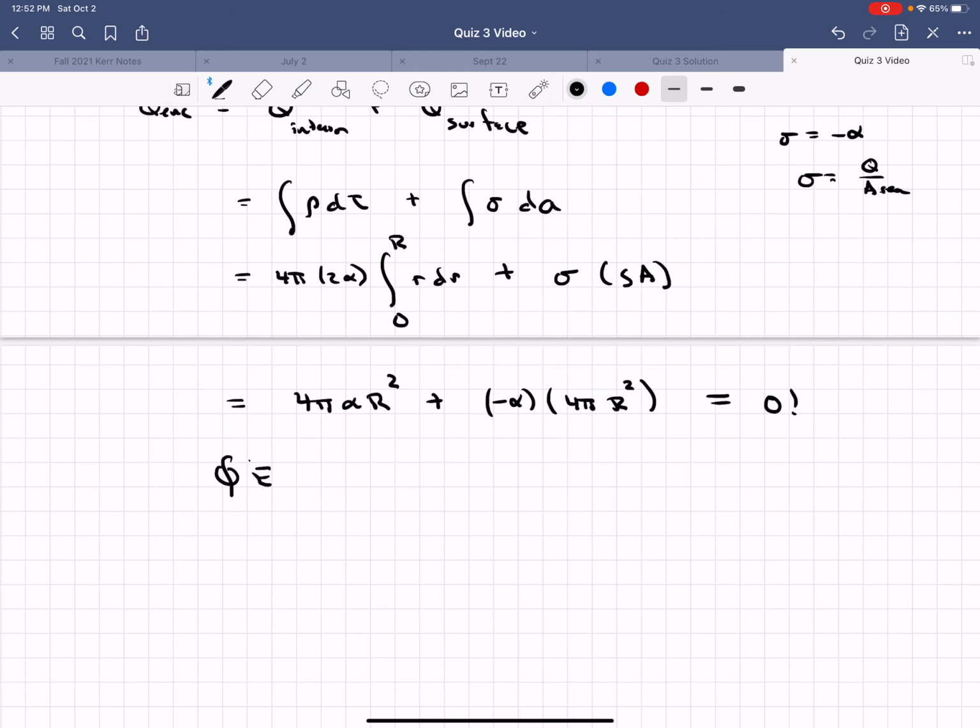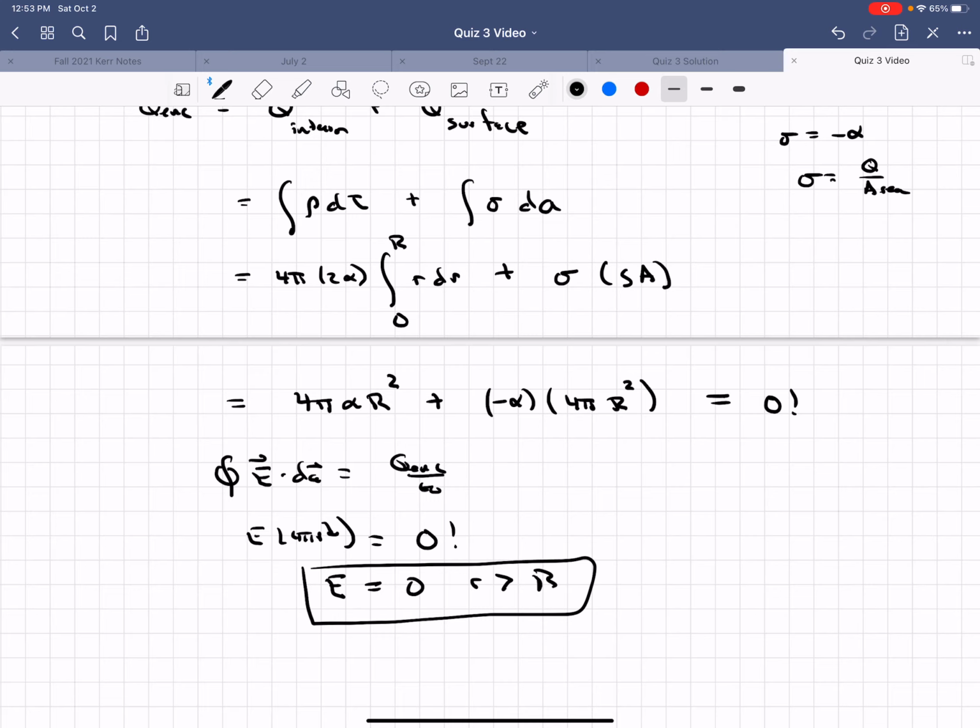So when I set the integral of E dot dA equal to Q enclosed over epsilon naught, over here I've got 0 because I don't have any charge enclosed, and here I have E times 4 pi R squared. That tells me that my electric field is 0 at any position outside the sphere. And that is my answer to problem number 3.